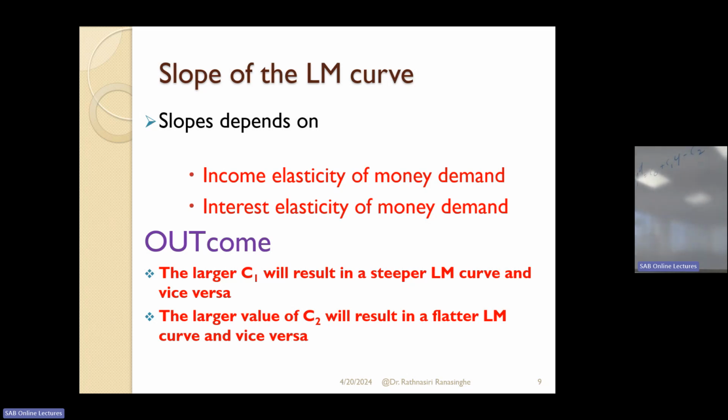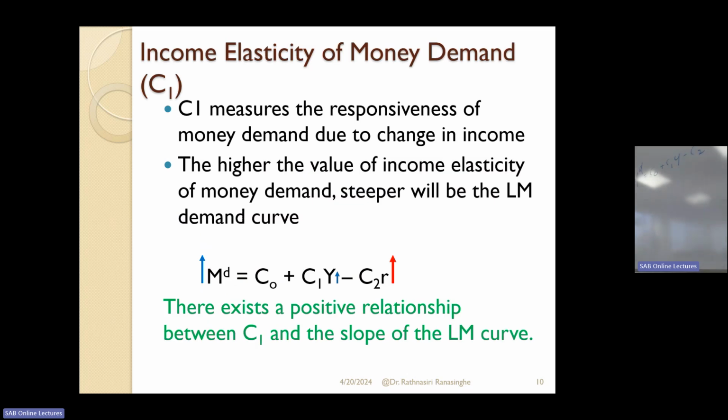And on the other side, the C2. If the C2 is high, there will be a flatter LM curve, and vice versa. So that is the main factor. Now if you look at this situation, right?